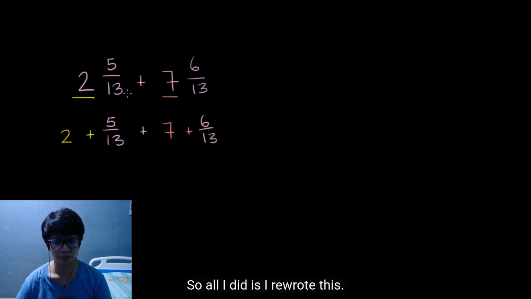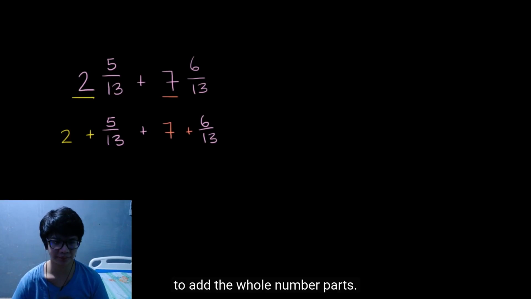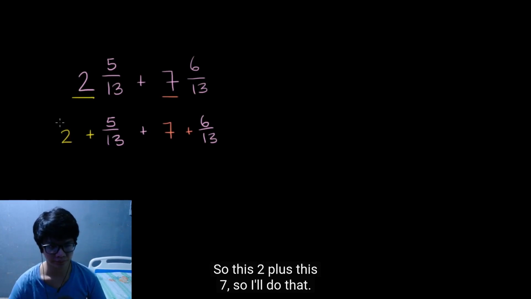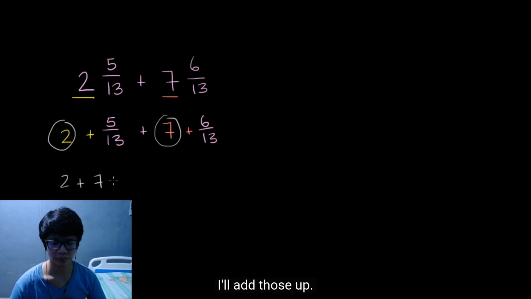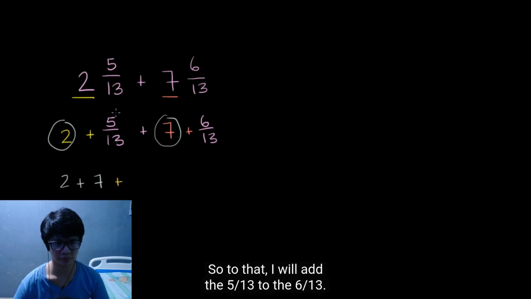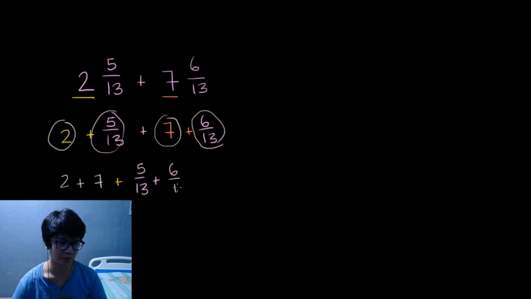So all I did is I rewrote this and I essentially expanded out. I broke up the mixed numbers into their whole number parts and their fractional parts. And then what I like to do is add the whole number parts. So this 2 plus this 7. I'll add those up, and to that I will add the fractional parts. So to that I will add the 5/13 to the 6/13.